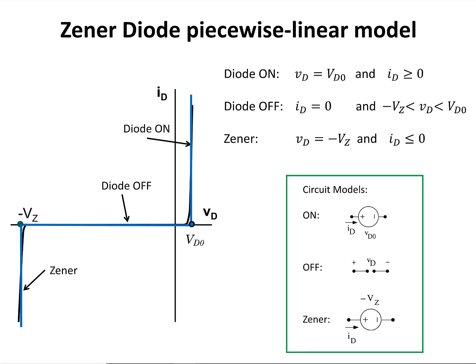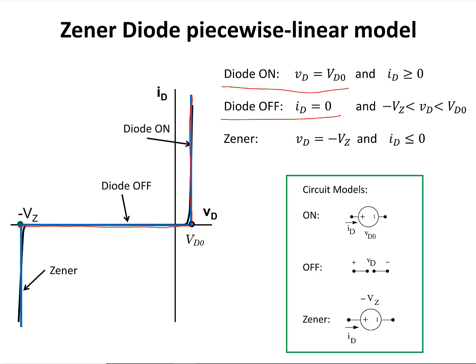So again, for the Zener diode, we're going to use a piecewise linear model that consists of 3 lines. When the diode is on, we're going to have this line in here, and in this condition, VD is going to be equal to VD0. This is the equation for this line, and ID is going to be greater than or equal to 0. When the diode is off, I have this line in here, and in this condition, ID is equal to 0.